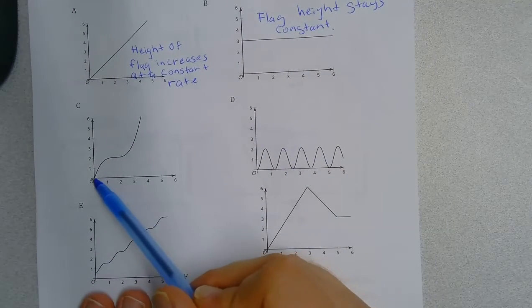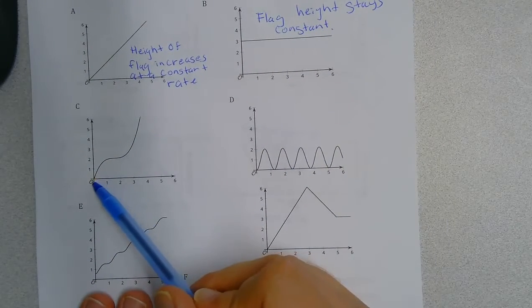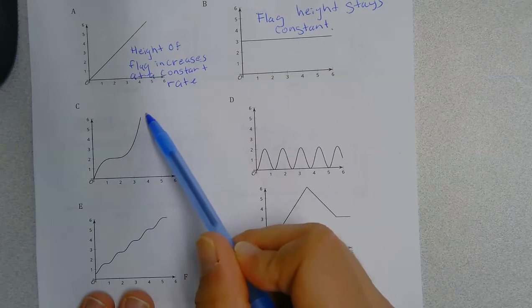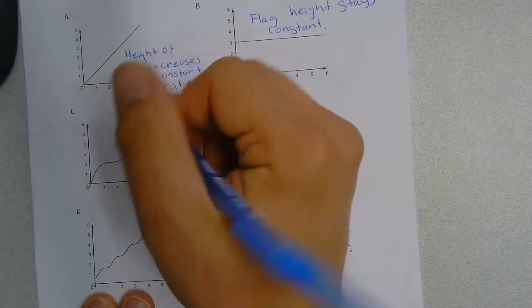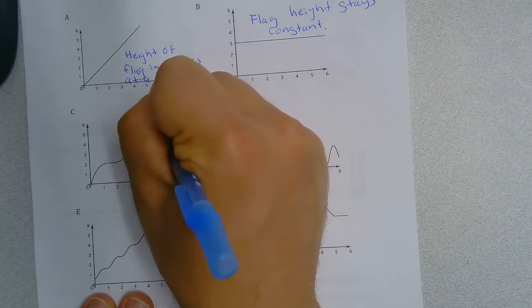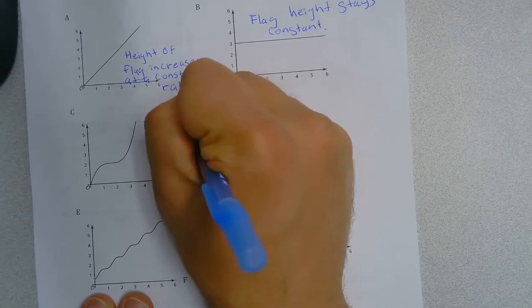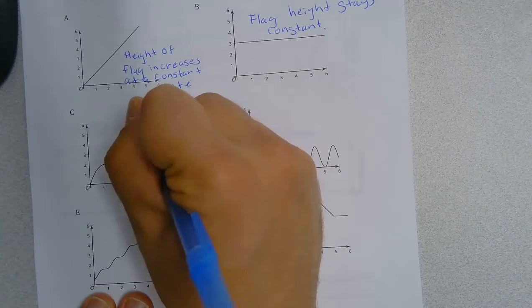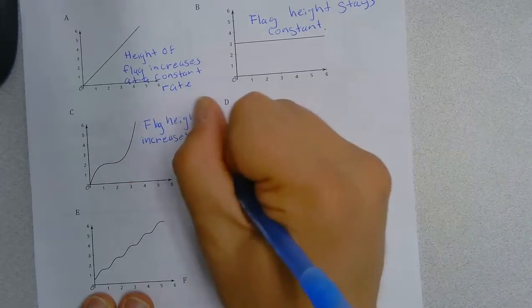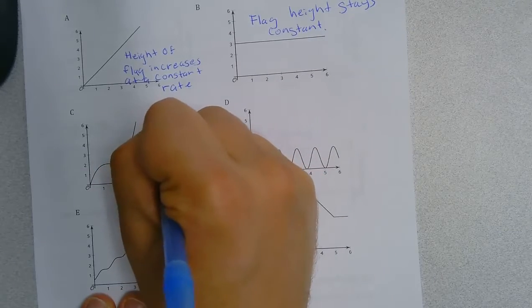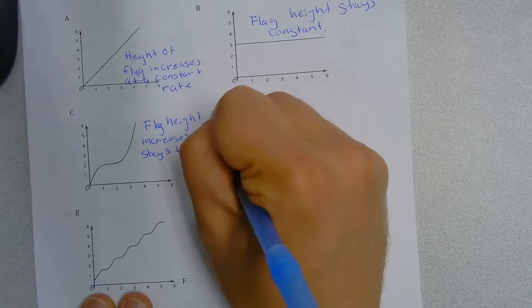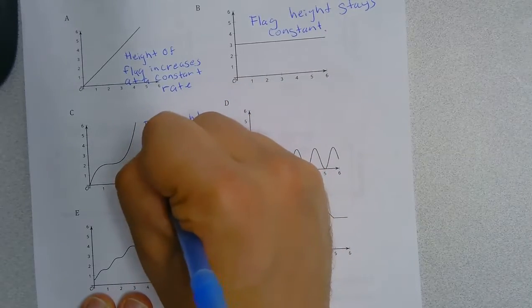Here, if we looked at the rate of change here, so the height of the flag increases, kind of stays the same for a while, and then increases again. So the flag height increases, stays the same, then increases again.